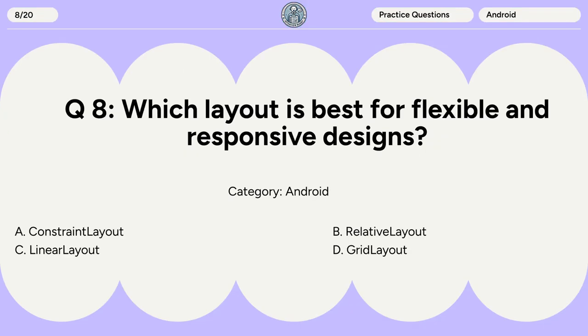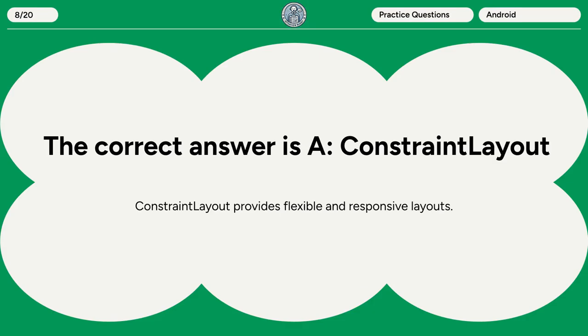Question 8. Which layout is best for flexible and responsive designs? A. Constraint layout. B. Relative layout. C. Linear layout. D. Grid layout. The correct answer is A. Constraint layout. Constraint layout provides flexible and responsive layouts.